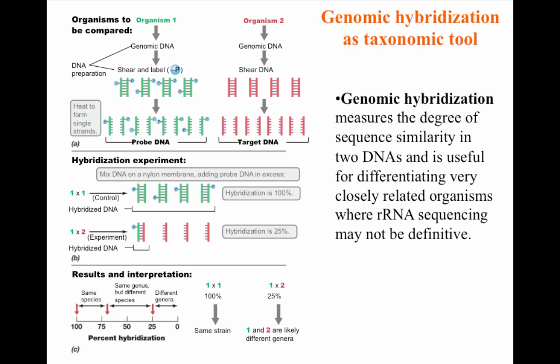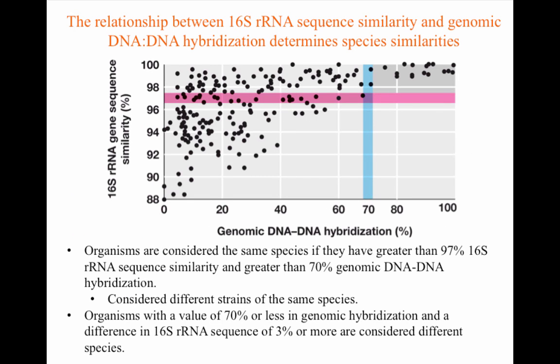Okay? Now, if you combine the 16S RNA sequence similarity with the genome hybridization, you get a dot plot, like the one shown over here in this image. Here on the left we have the 16S ribosomal RNA gene sequence similarity. So how similar are the two sequences by 16S comparison? And in the bottom part, we have the percent of genomic DNA hybridization as well.